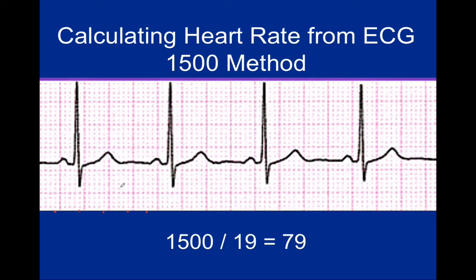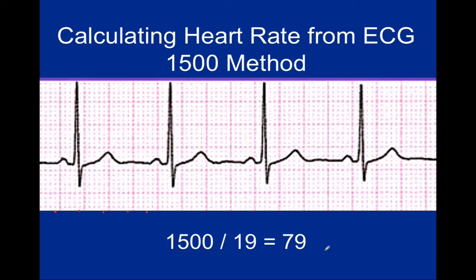Now, the one caveat is you have to have a regular heartbeat for this method to work. But I won't be giving you any irregular heartbeats specifically when asking you to calculate the heartbeat. So you could take this particular point down here, this would be the S point, and you could go all the way to this S point and you'd still get 19, and that would give you a heartbeat of 79 beats per minute. So as long as you have a regular heartbeat, you can use the 1500 method.